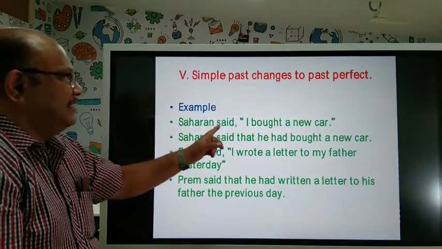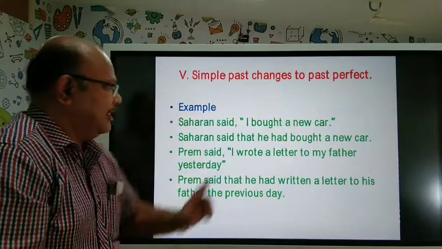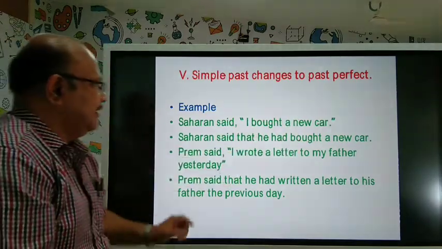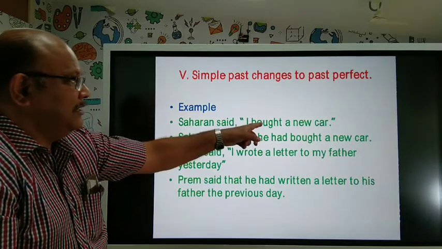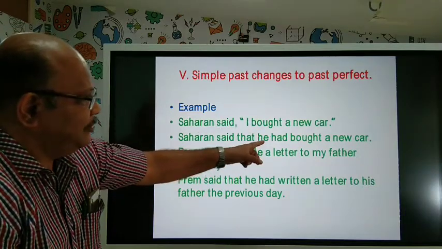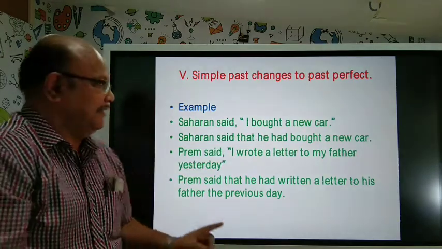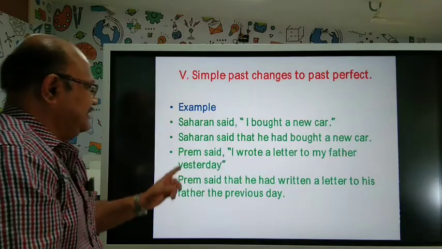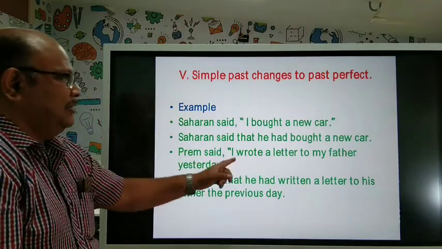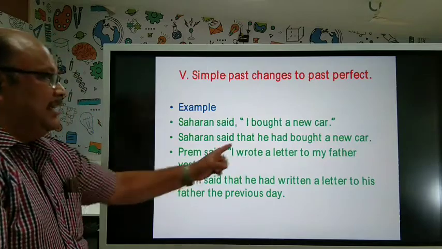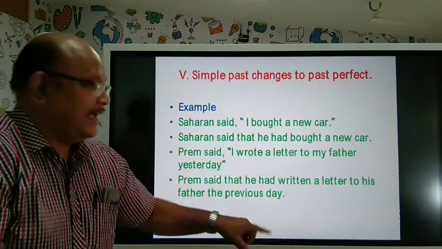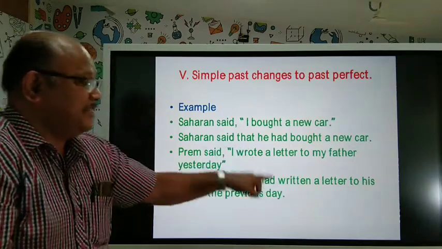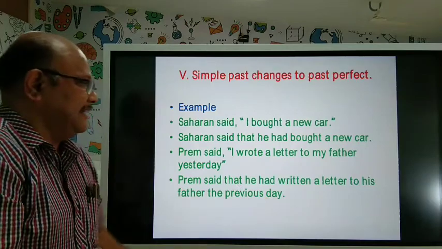Example. Sahran said, "I bought a new car." Sahran said that he had bought a new car. See, I bought, simple past tense, changed to had bought, past perfect. Next example. Prem said, "I wrote a letter to my father yesterday." Wrote changes to had written. Prem said that he had written. Simple past changes to past perfect tense.